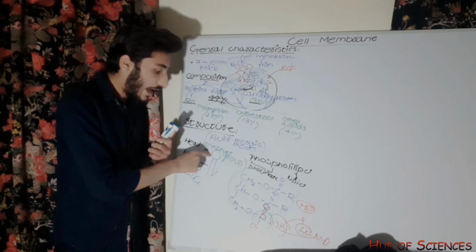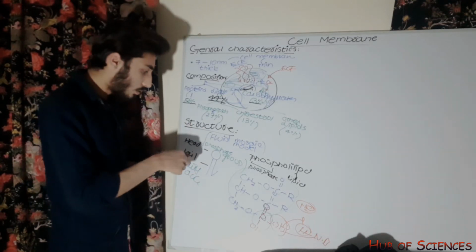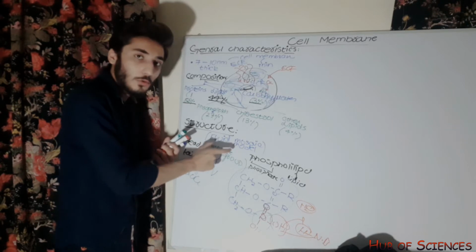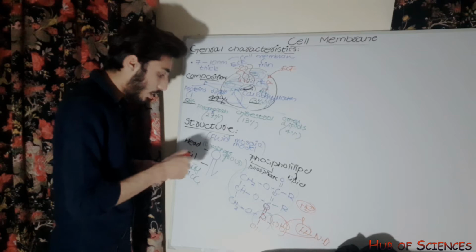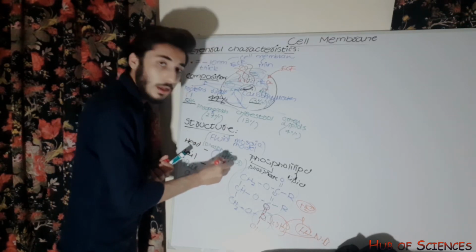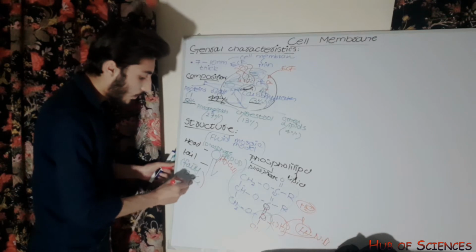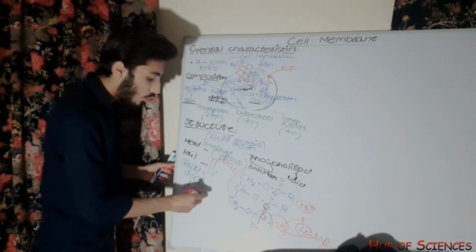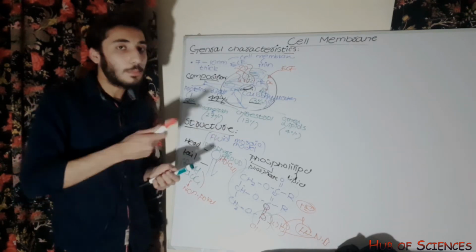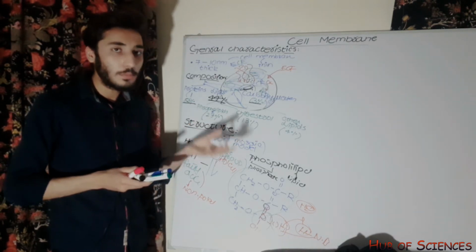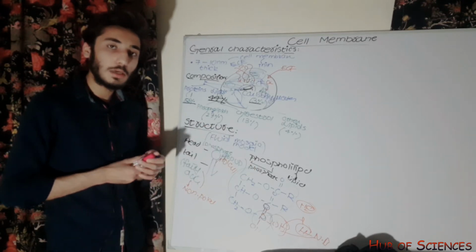So this head, we know that the phosphate group is polar. So due to this polarity of the phosphate group, the head becomes polar. The head becomes polar, and we know that fatty acids are non-polar. So this tail also becomes non-polar, because the constituents determine whether the tail or the head will be polar or non-polar. The constituents of the head are polar, so the head becomes polar. The constituents of the tail are non-polar, so the tail becomes non-polar.